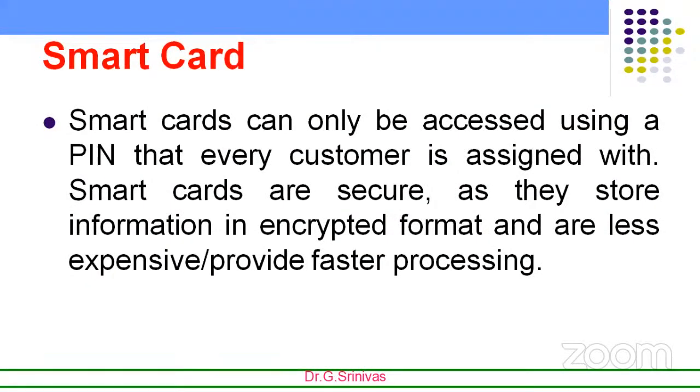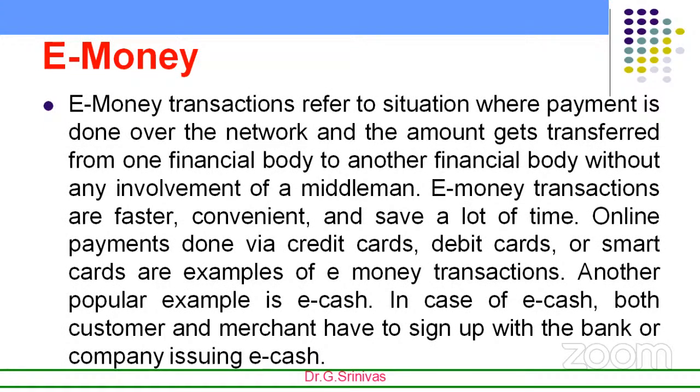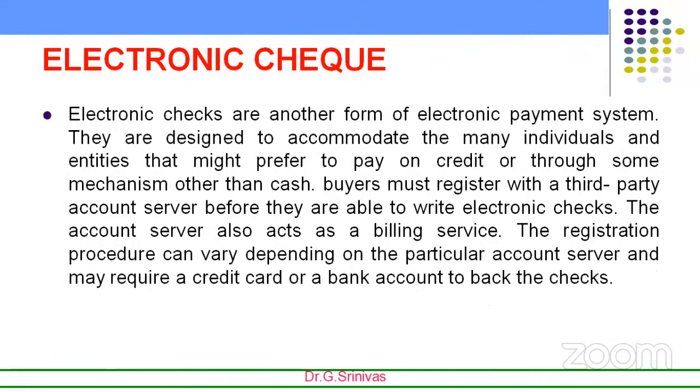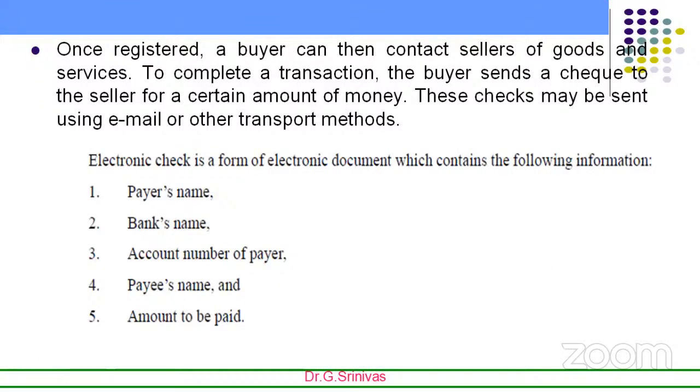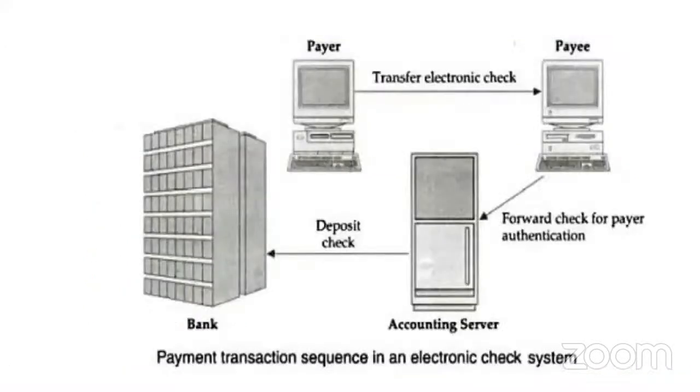Smart cards: whatever cards we are getting nowadays, whether debit card or credit card, all come under smart cards. E-money means when you are making a transaction through the internet. In that we have the electronic check. In an electronic check, we have the party name, bank name, account number, payer name, and amount to be paid. One bank may collect money electronically by using two technologies: one is MICR, and the other is image mapping, CTS, the check truncation system. Through these systems, the bank may collect money from the payer bank to the payee bank account.